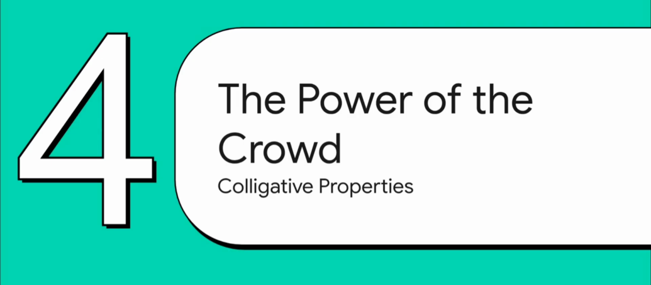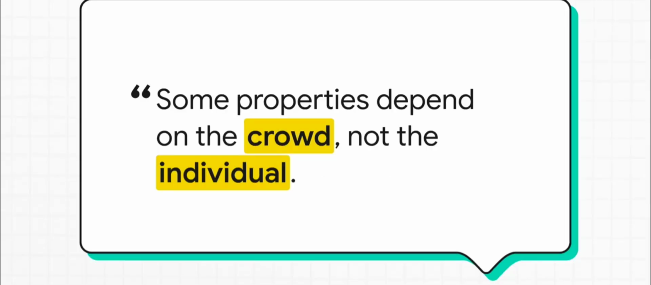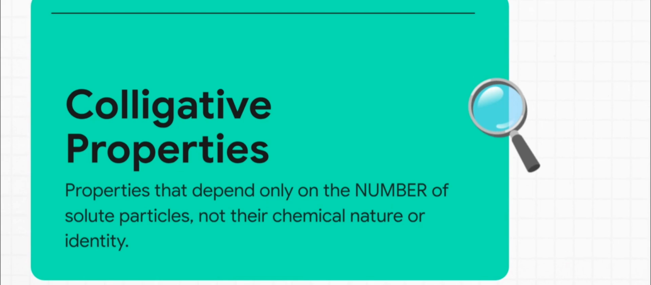Okay, now we're getting to what I think is the most fascinating part of all of this. This is where the actual identity of a particle stops mattering, and all that matters is that it's there. This is where solutions start to do some really weird and powerful things. Think of it like this. Some things are all about the size of the crowd, not about who is actually in the crowd. It doesn't matter if you have 100 celebrities or 100 regular folks in a room. Either way, the room is still just as crowded. In chemistry, these crowd-based effects are called colligative properties. And here's the key takeaway. They depend only on the number of particles you've dissolved, not on what those particles actually are. It is all about quantity over quality.